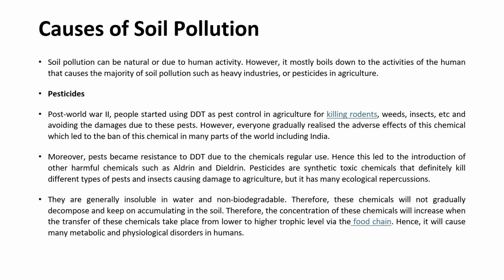So the concentration of these chemicals will increase when the transfer of these chemicals takes place from lower to higher trophic level via the food chain. And hence, they will cause many metabolic and physiological disorders in human beings.